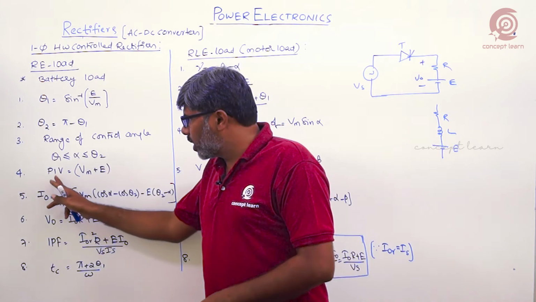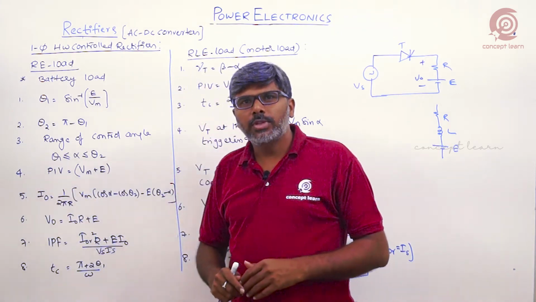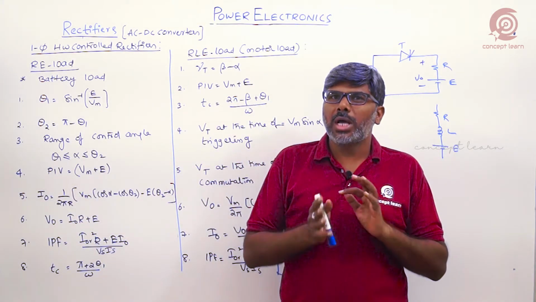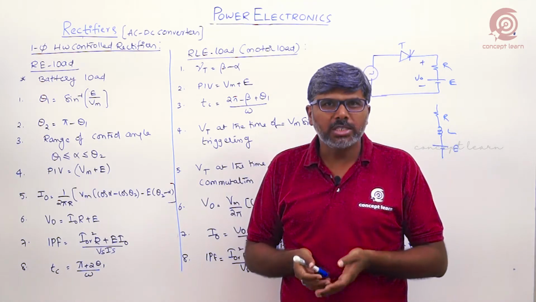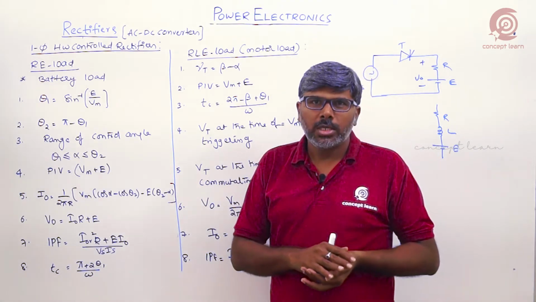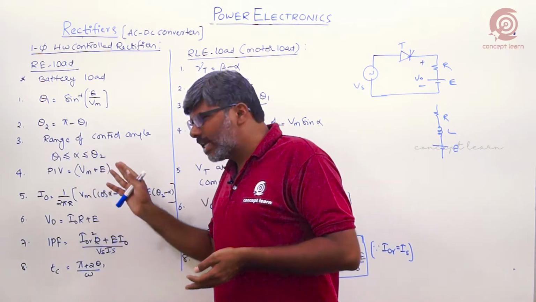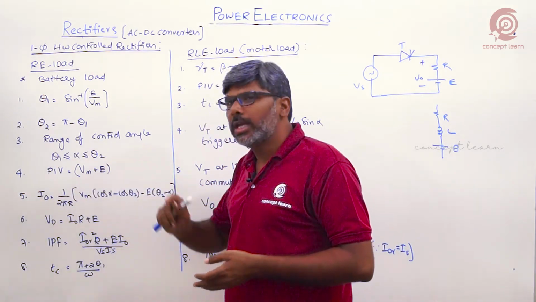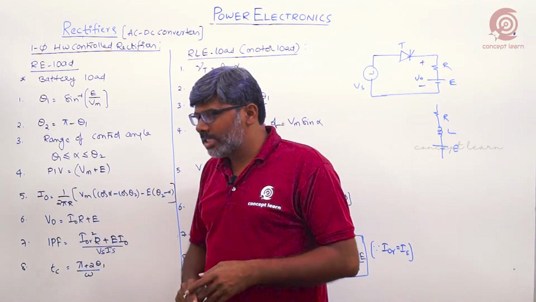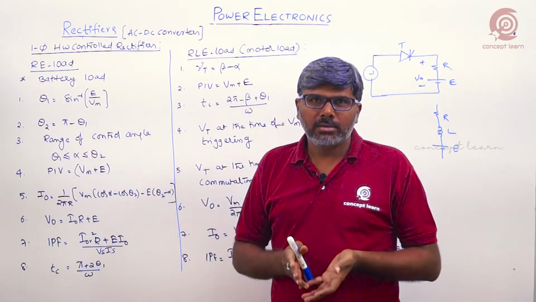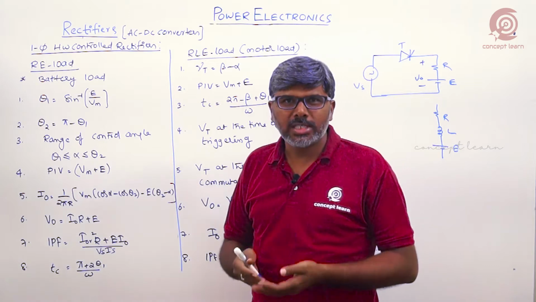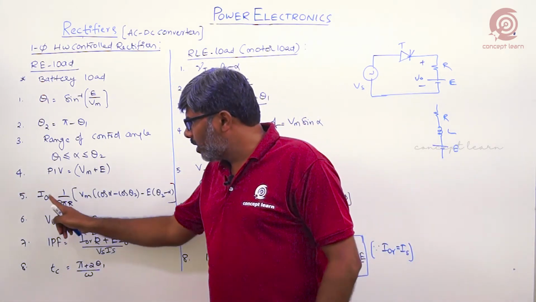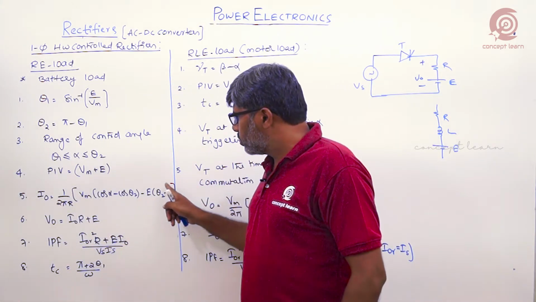Another important point is the peak inverse voltage rating of the device. Normally in R load and RL load, the peak inverse voltage rating is the maximum of the supply voltage. But in this case, the load has a battery, that is why the peak inverse voltage is Vm plus E. And when you come to the analysis, what is the battery charging current? The average charging current of the battery circuit or load circuit, I0, is equal to this formula.